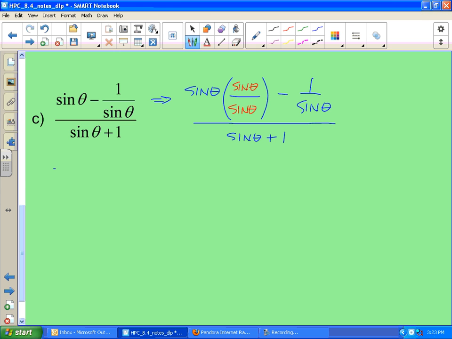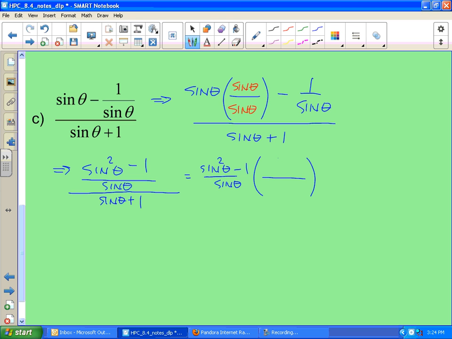So, sine squared theta minus 1 on the top over sine theta. There's the top fraction of my complex fraction. And then I have sine theta plus 1. And now we save, change, and flip. Save sine squared theta minus 1 over sine theta. Multiply now by 1 over sine theta plus 1.